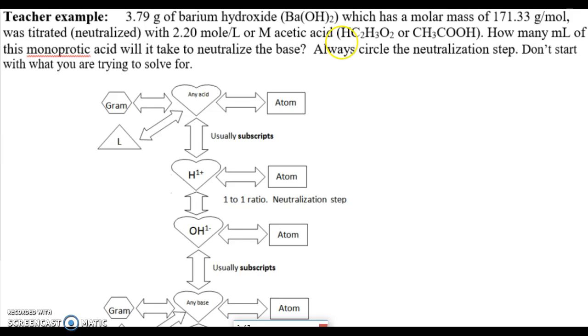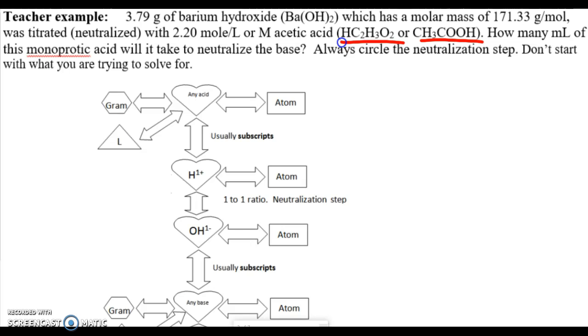Acetic acid can be written two different ways. Personally, I prefer the first version because the hydrogen's out in front. It's very easy to identify as an acid. The second version is the organic way of writing it. It asks how many milliliters of this monoprotic acid, meaning it's only got one hydrogen that it's going to give up, will it take to neutralize the base.